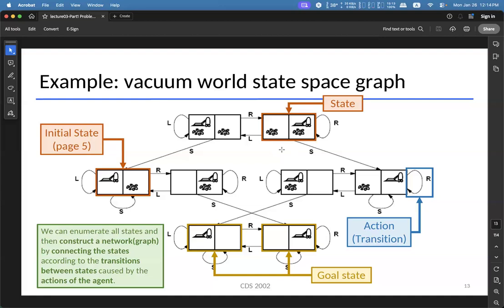In a single state problem, we are given a starting configuration of the environment. We call it the initial state. Our goal is to find a sequence of actions that allows the whole environment to transit to the goal state. The goal state is the environment that we want the agent to convert to. We want the agent to transform the environment into a state that we want, and that state is called the goal state.